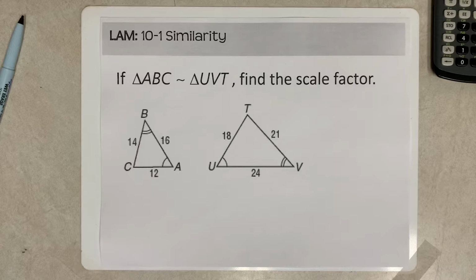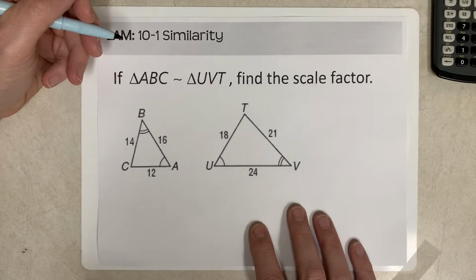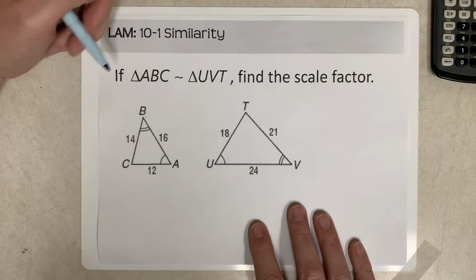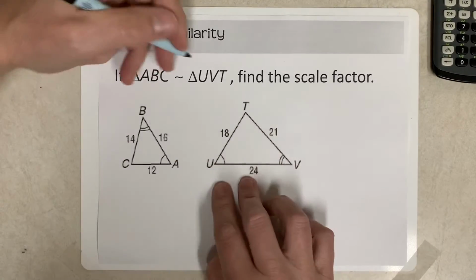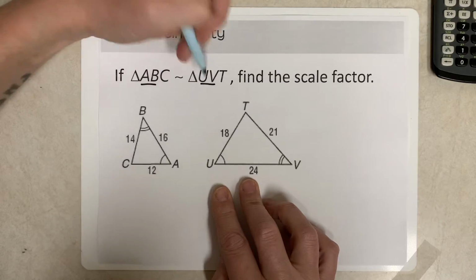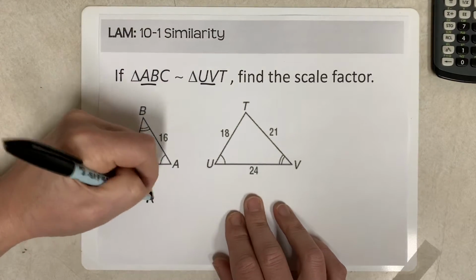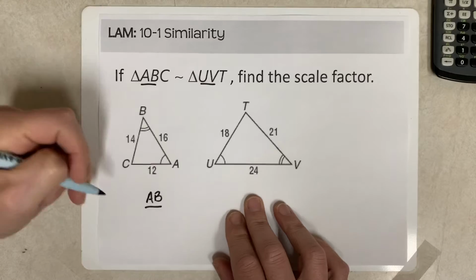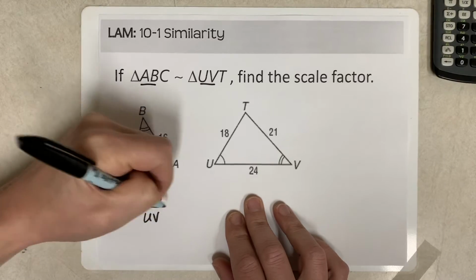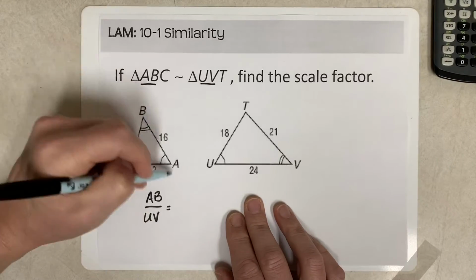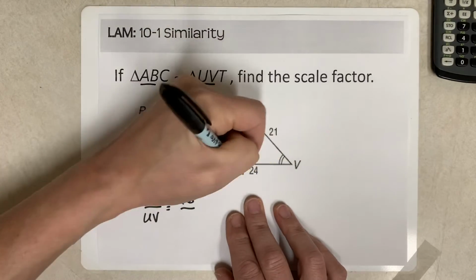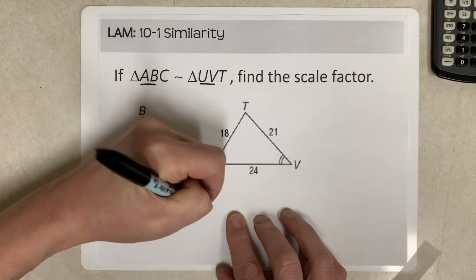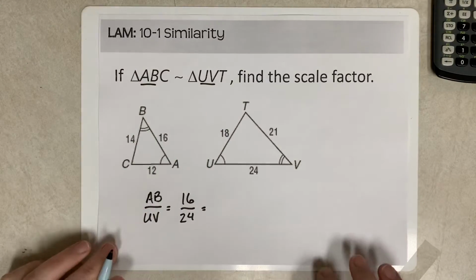Okay, this one, we have ABC and UVT. So to find the scale factor, I'm just going to keep doing the same thing I do every time. As long as I have all three side lengths, I'm going to do AB and UV. So AB over UV, that's our ratio, is going to be 16 over UV would be 24. I've got to be careful.